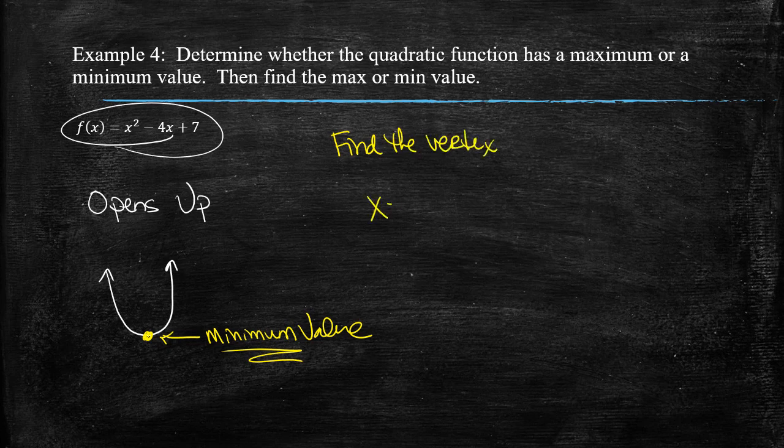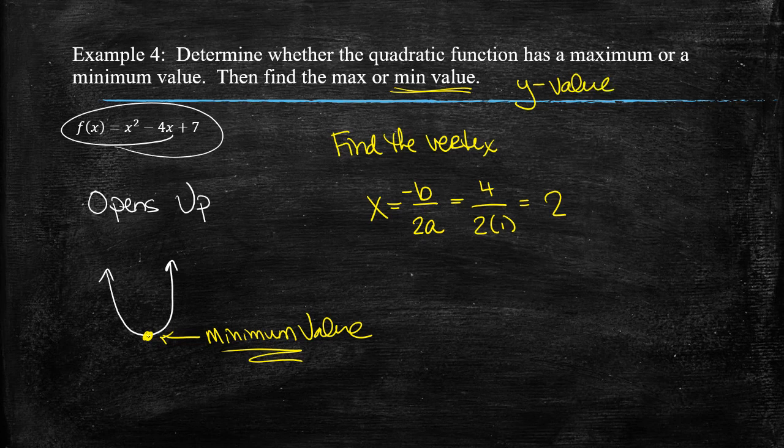Okay, so the x-coordinate of the vertex, if you remember, is negative b over 2a. Negative b for this problem is the opposite of negative 4, so we're back to positive 4 over 2 times 1, or 2. So 4 over 2 is 2. The maximum, or in this case the minimum value, is going to be the y value.